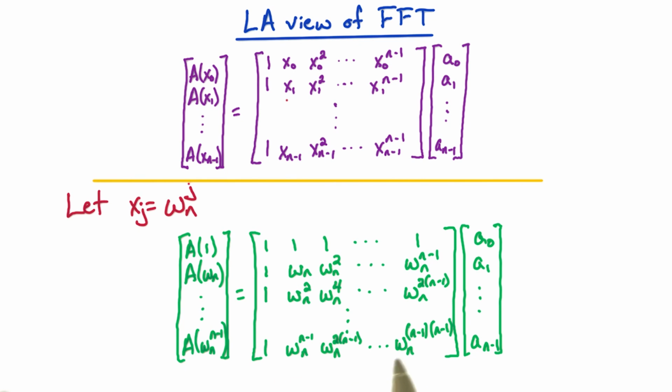The last row are going to be the powers of this last root of unity. So it's going to be 1, omega_n to the n minus 1, and so on. The last term is omega_n to the (n minus 1) times (n minus 1).